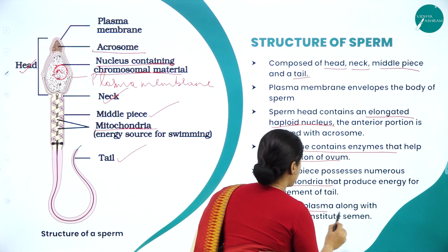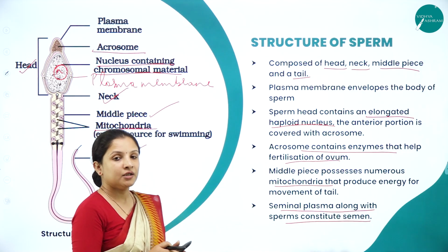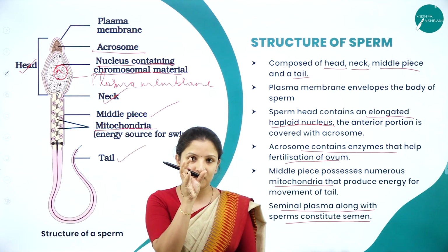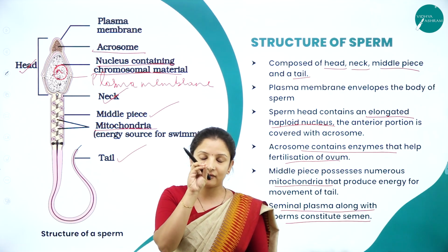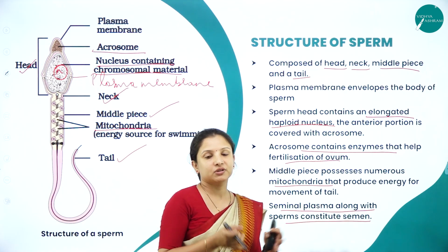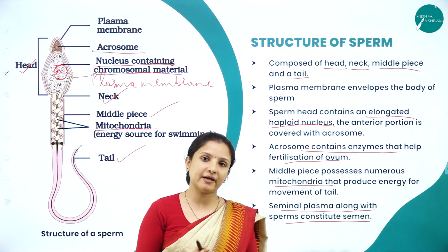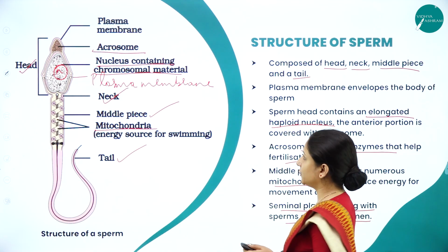And the seminal plasma along with sperms constitutes the semen. So this is about the sperm. There will be millions of sperms present in a jelly-like fluid substance. That jelly-like fluid substance is called the seminal plasma. So this is about the structure of the sperm.